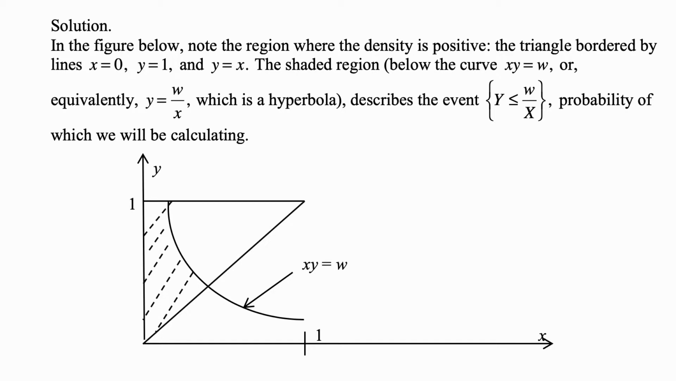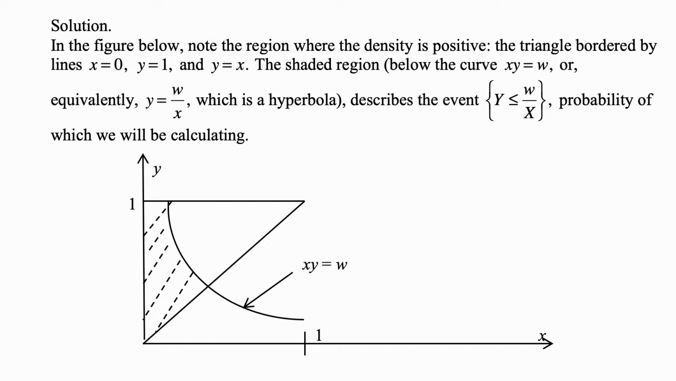So let us work on the solution of this problem. We have a figure here, a two-dimensional figure showing x and y axes, and in there we have this triangle indicated. That's the triangle where the conditions given in the problem are met for the density to be positive and given by the formula that is given in the problem.